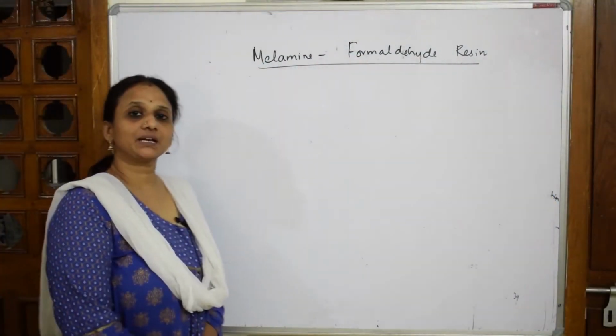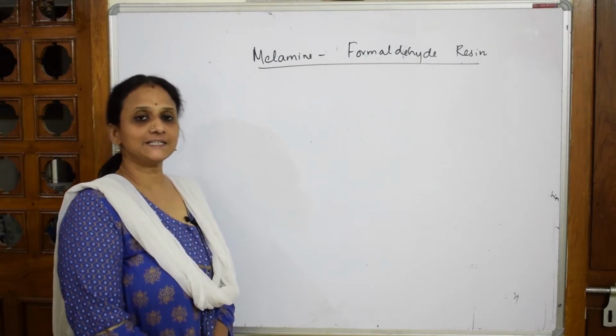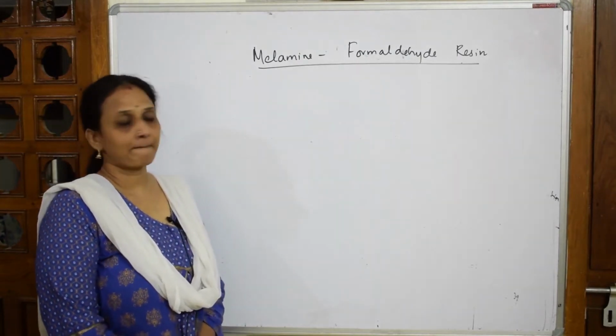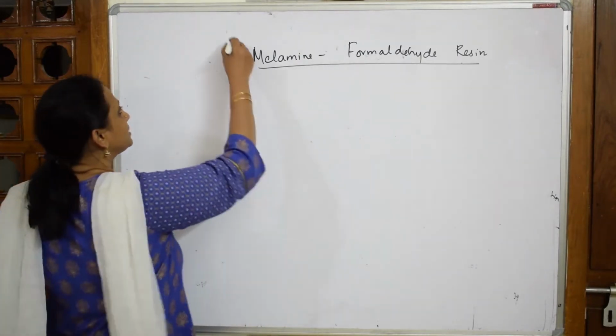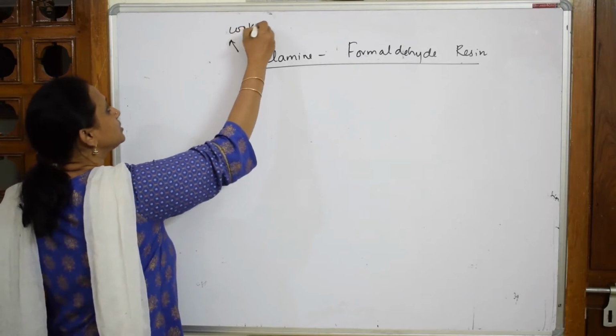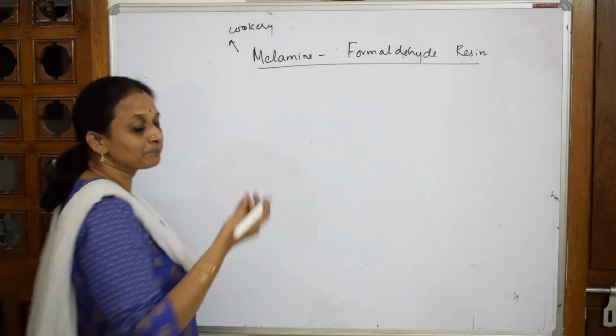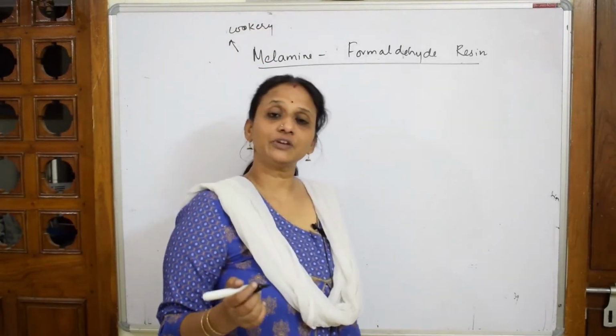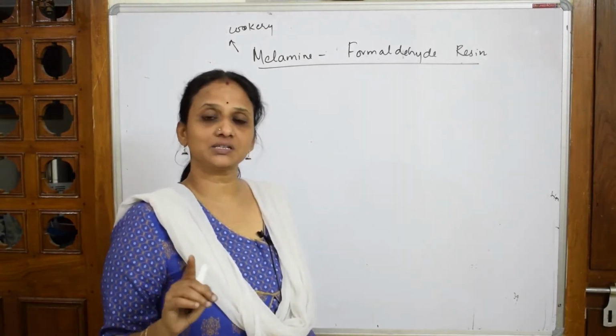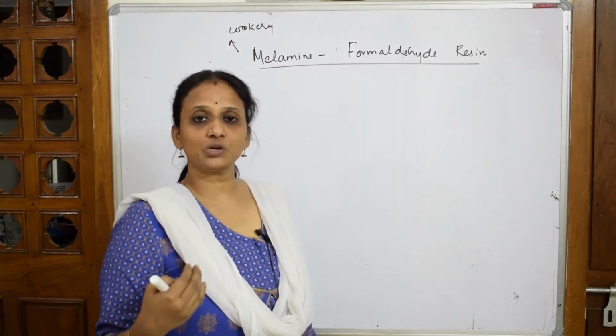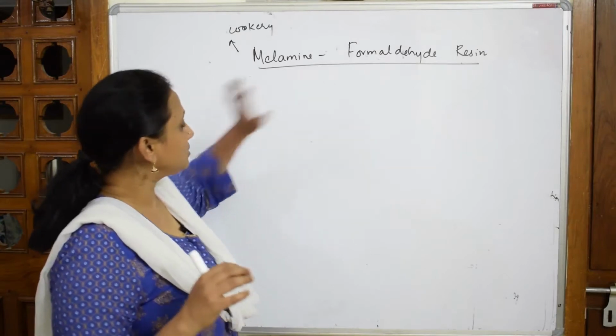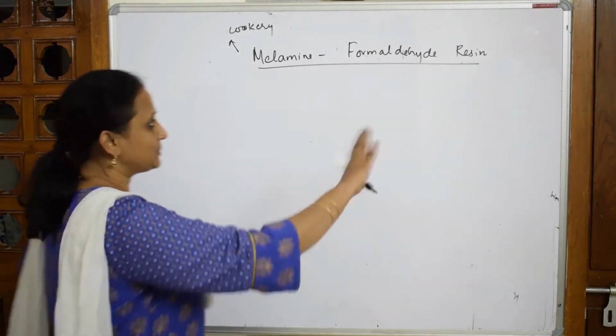Right, now let's come back and learn the next type of resin, that is melamine formaldehyde resin. Basically, whenever we see melamine, we very well know it is used in crockery items. Okay, simple. Now earlier what did we learn? We have prepared a linear polymer, that is Novolac, and a cross-linked polymer, that is bakelite. Now here in melamine formaldehyde resin, basically it's very simple.